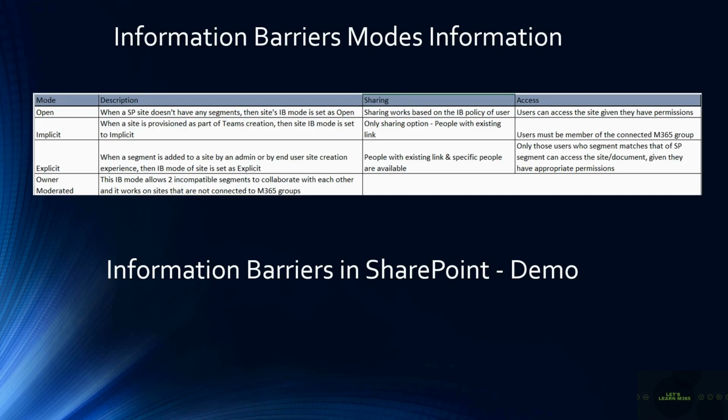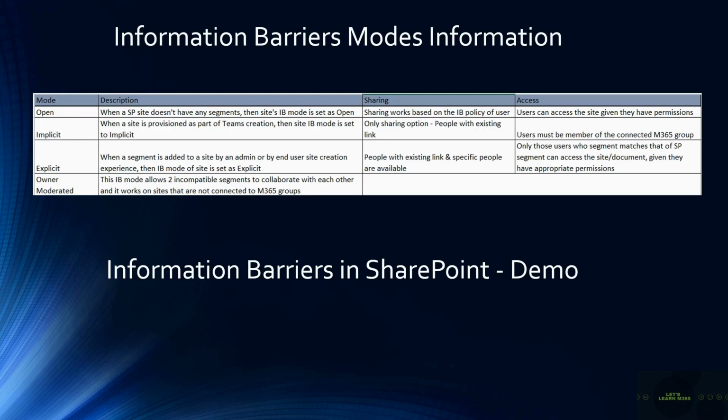Let me talk about implicit now. When a SharePoint site is provisioned as part of a new team creation, then the information barrier mode is set as implicit, and even a SharePoint admin or global admin cannot manage segments for such sites. The only sharing function that works in implicit mode is people with existing link. Okay? And only those users who are members of the Microsoft 365 group connected to the site can access the site. Okay? So no other users will have permissions to access it.